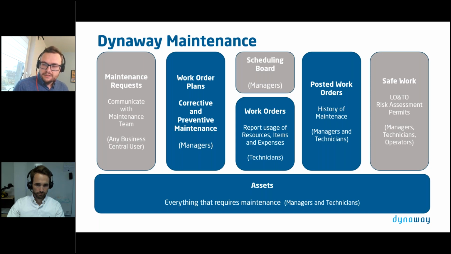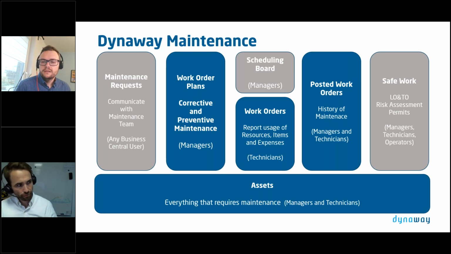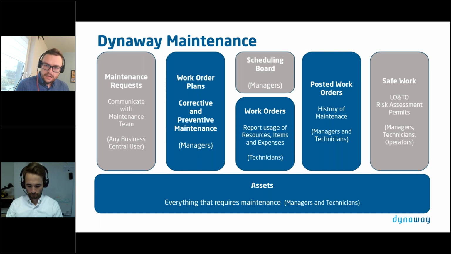One is maintenance requests, and this is where all the users from BC, without an additional license from Dynaway, can report a request for maintenance, and maintenance can communicate with them and take some actions, create work orders, and so on to fulfill those requests.